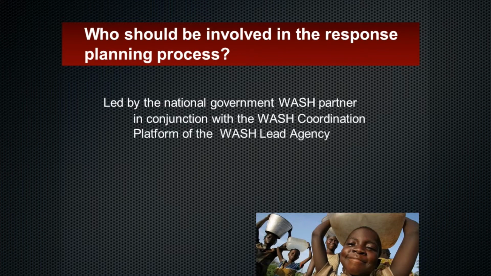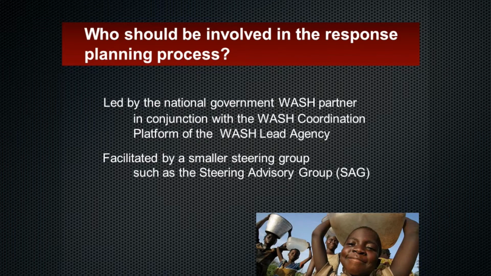Ideally, the planning process will be led by the national government WASH partner in conjunction with the WASH lead agency and the WASH coordination platform. It should be facilitated by a smaller steering group, such as the Steering Advisory Group, SAG, to enable faster and more efficient and effective decision-making, while ensuring that WASH actors are properly consulted and kept informed. There should be equitable representation of those affected by the WASH response plans.